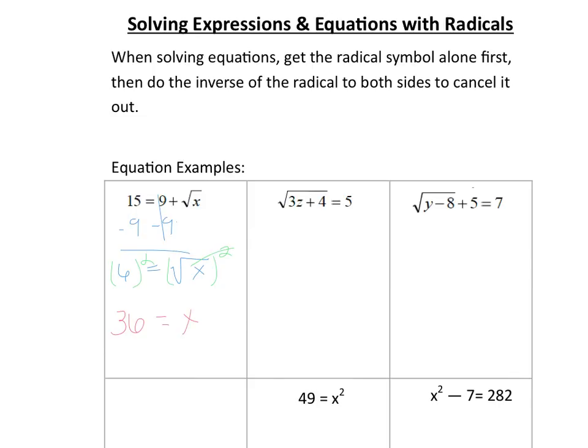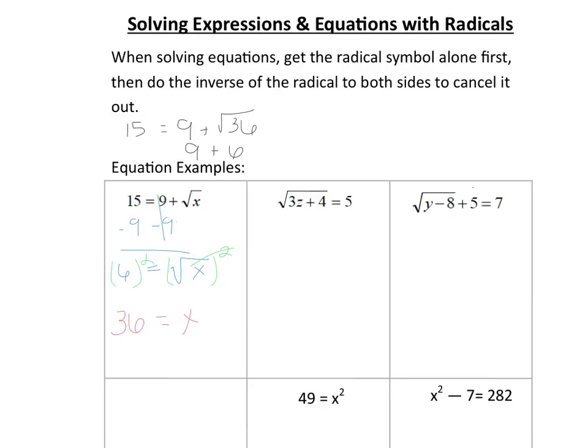If we were to check our answer, we want to know, is 9 plus the square root of 36 equal to 15? The square root of 36 is 6, and 9 plus 6 is 15, so it does work out. That's how you can check it.